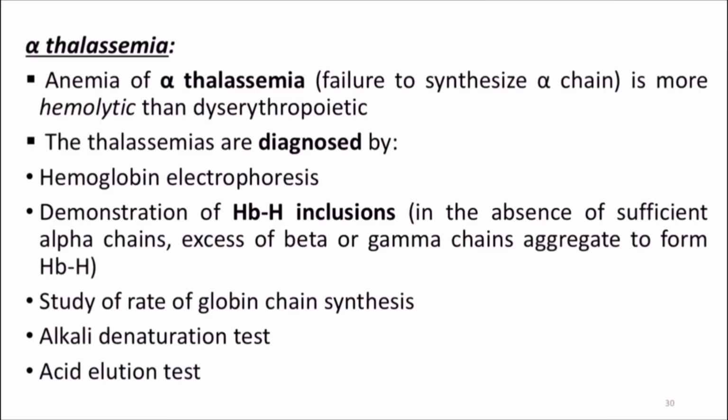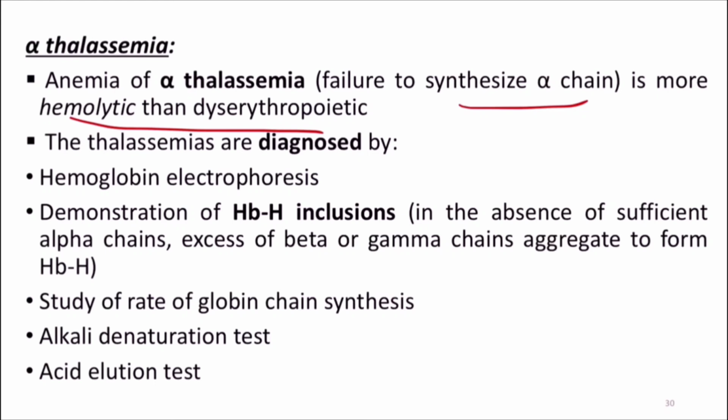Coming to the second form of thalassemia, alpha thalassemia. Alpha thalassemia means there is a failure to synthesize alpha chain. So the anemia of alpha thalassemia is more hemolytic than dyserythropoietic. It is the more hemolytic form.